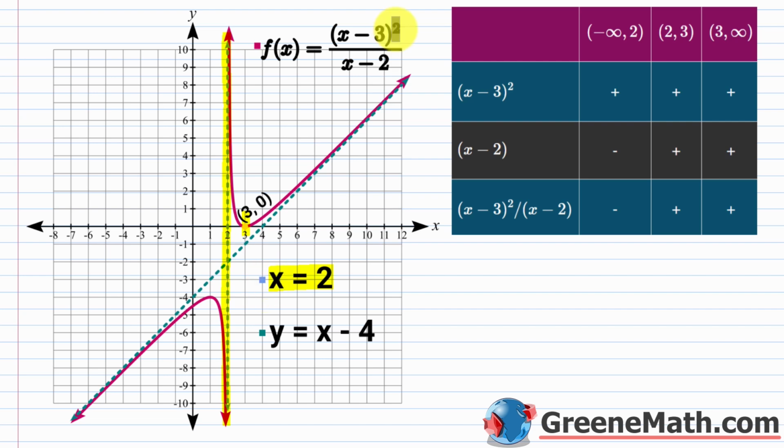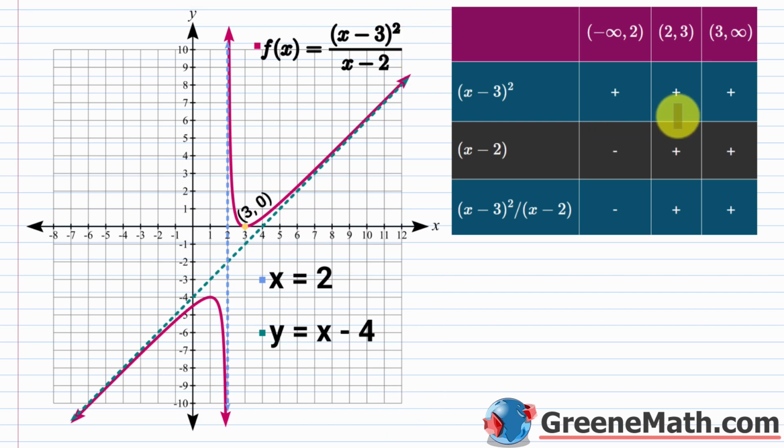Now, because the multiplicity of this guy is going to be 2, because the exponent there is 2, what's going to end up happening is you're not going to have a sign change from one side of this guy to the other side. So when your graph goes to this (3, 0), it's going to touch and then turn around. It's not going to cross through the x-axis. Let me get rid of all this highlighting and let's focus on this over here.